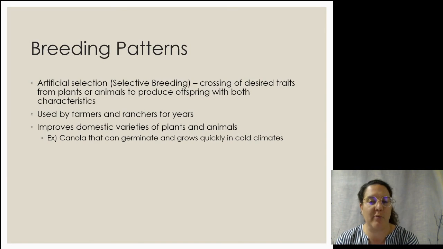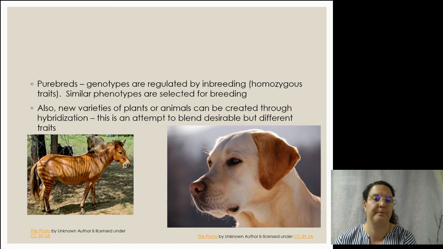So now that there's labradoodles, because poodles are hypoallergenic and Labradors are smart, loving animals. They'll have golden doodles with golden retrievers and poodles. And this has been used by farmers and ranchers for years, as well as dog breeders. And this is to improve the domestic variety of plants and animals for human use. So we want canola that can germinate and grow quickly, where our summer season, our growing season, is shorter.